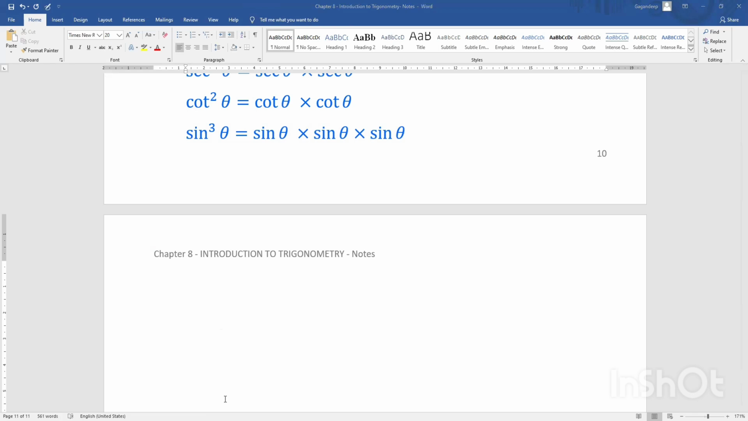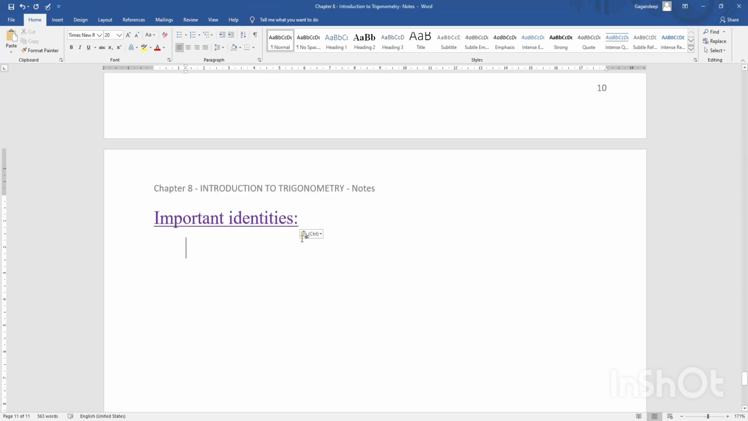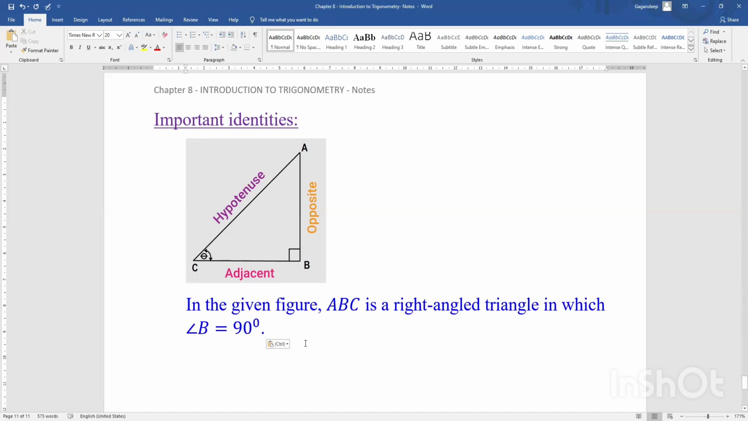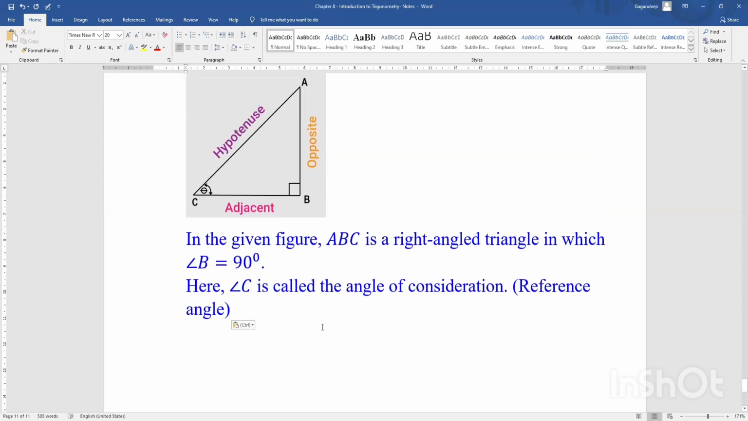Then we come to the most important part, the identities. In trigonometry, we have identities. Let us try to understand that. For this, I'm going to consider a right angle triangle ABC, in which angle B equals 90 degrees. Here, angle C is called the angle of consideration or the reference angle.